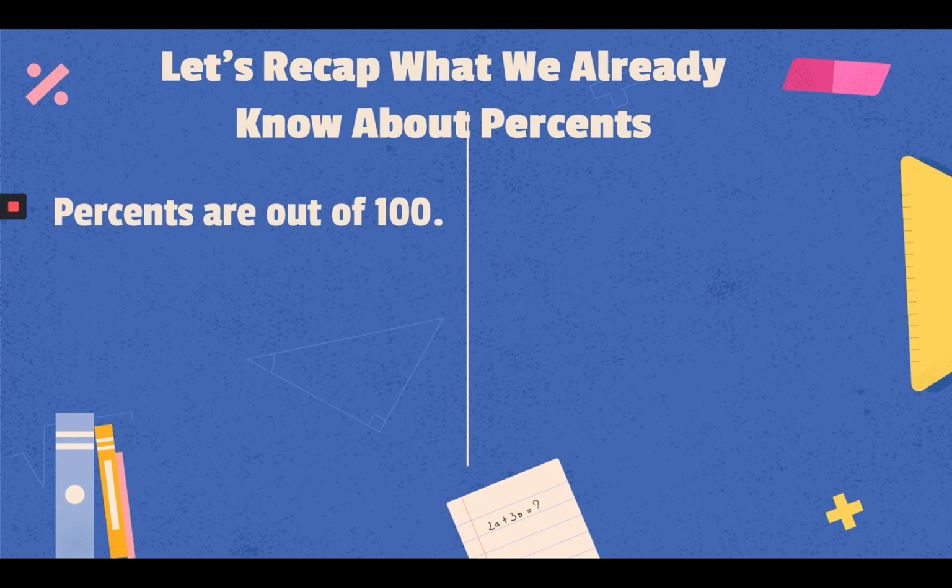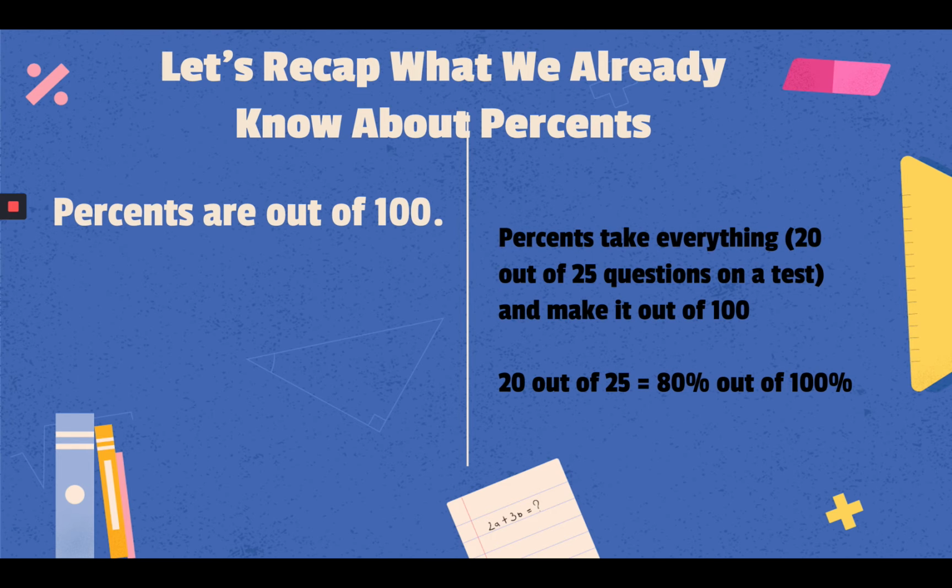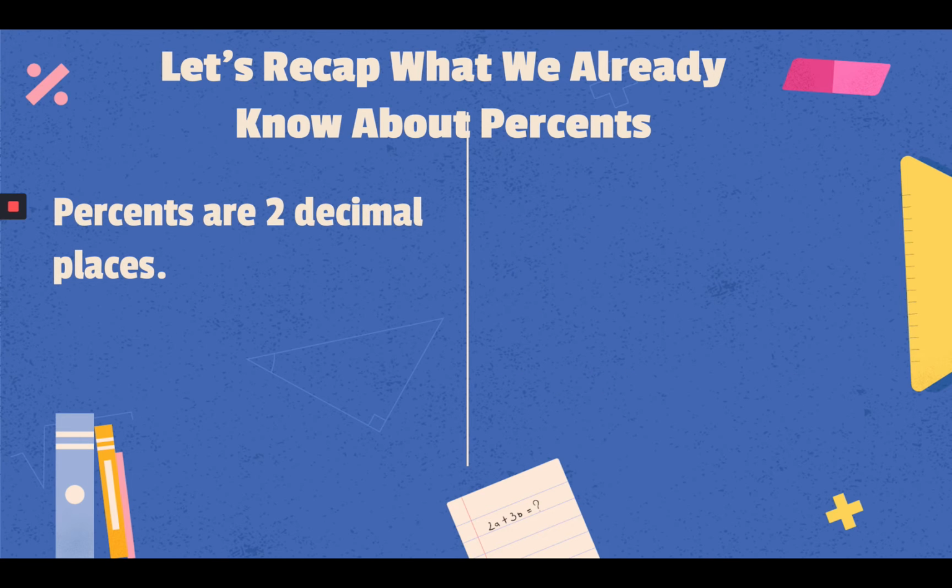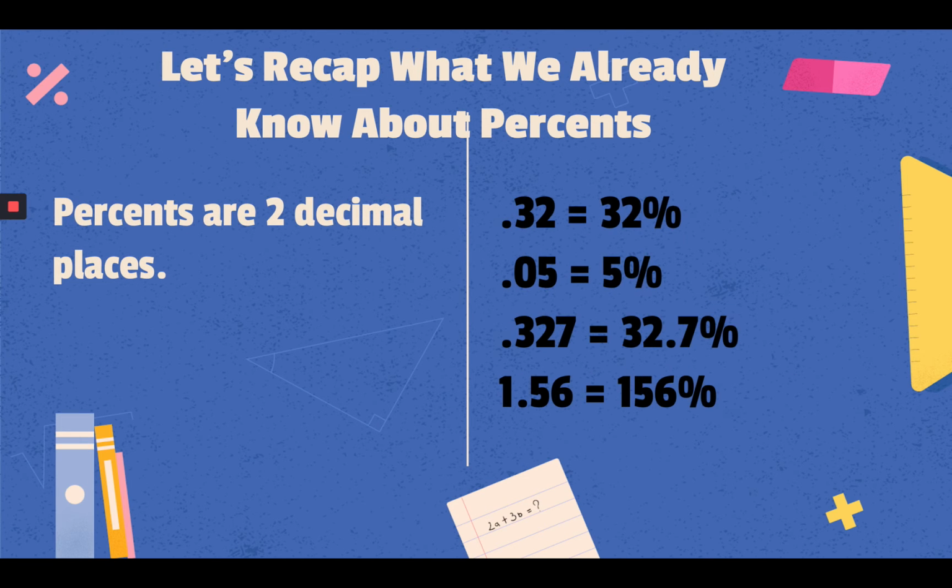Well, we know percents are out of 100. They make everything out of 100. So the example I keep using is if you get 20 out of 25 questions on a test, what a percent does is it says you would have gotten 80 out of 100. We also know percents are 2 decimal places. So to change a decimal into a percent, you move the decimal 2 to the right. And to go from a percent to a decimal, you would imagine a decimal here and move it 2 to the left.